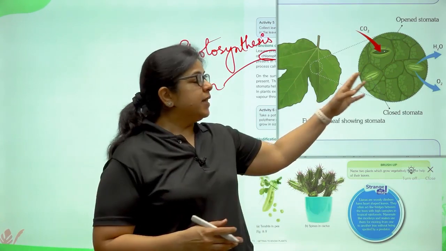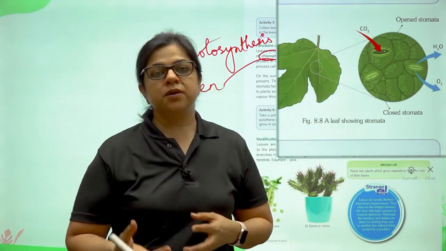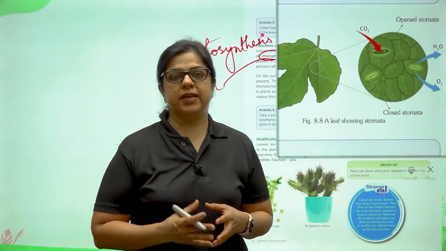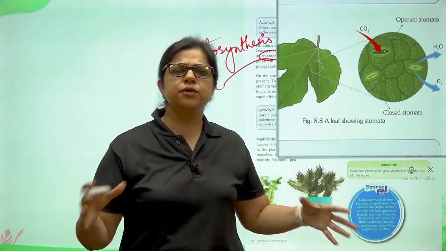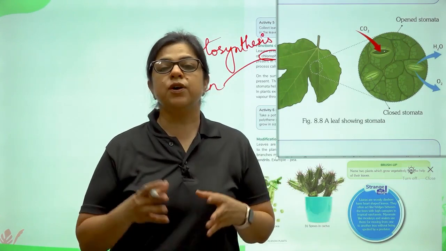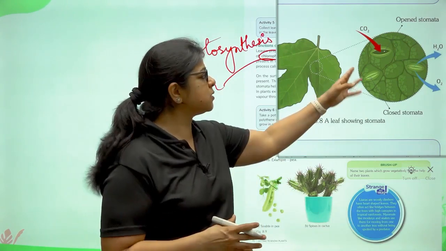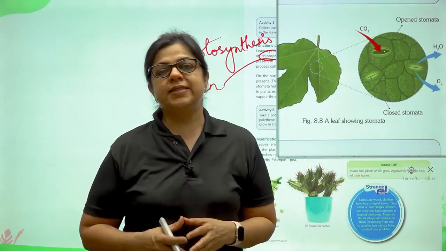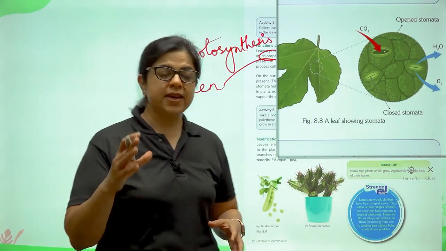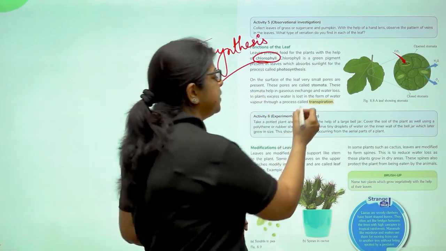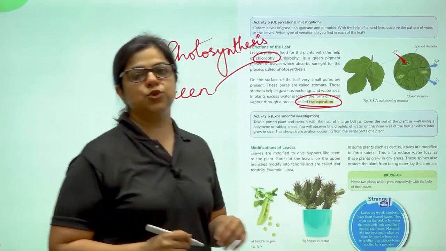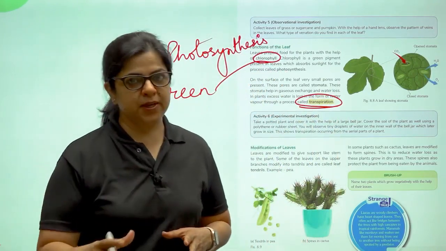Now, because of stomata and because of this water vapor that is coming out of the leaves, this is the reason why areas which have a lot of trees also receive a lot of rainfall, because this water vapor increases the amount of water vapor in nature. This process by which water vapor is released from the stomata is known as transpiration.